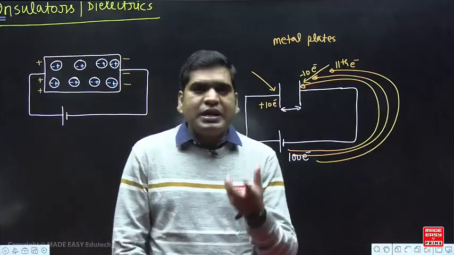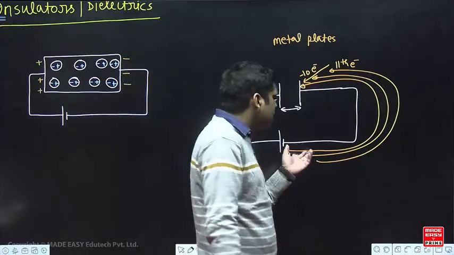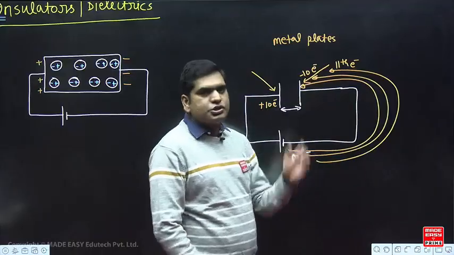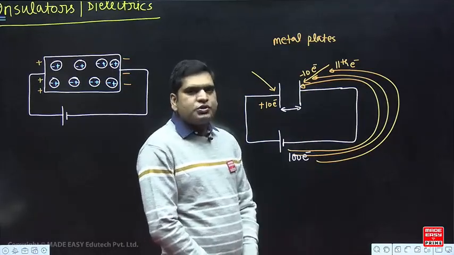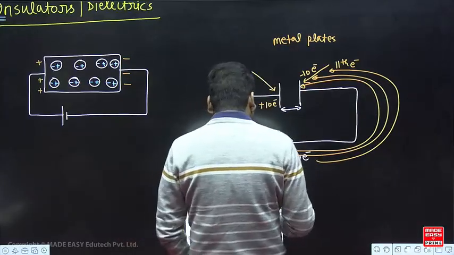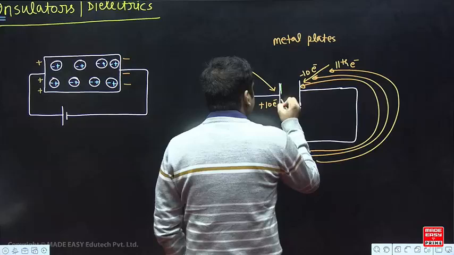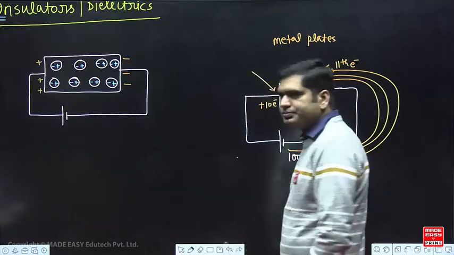So we want to enhance its capacity to store. How can the capacity to store be enhanced? All these charges reach this plate, but the already reached 10 electrons are repelling it, so it is not able to reach that plate. So to enhance the capacity of this capacitor, we put a non-conducting material between the plates.